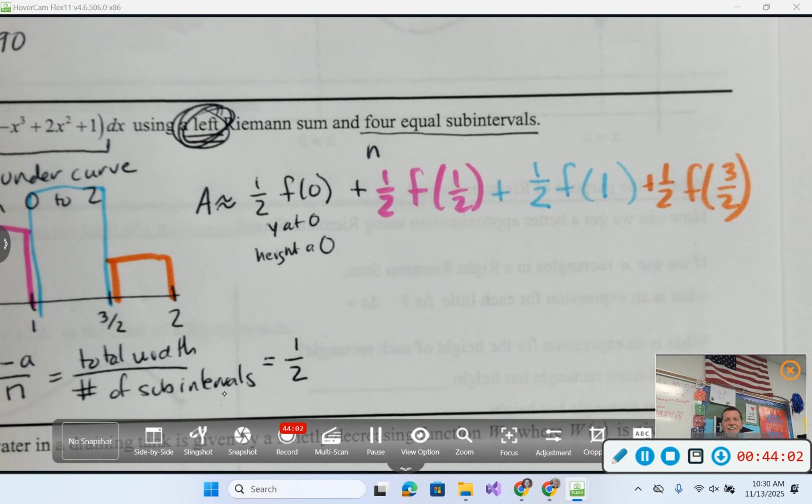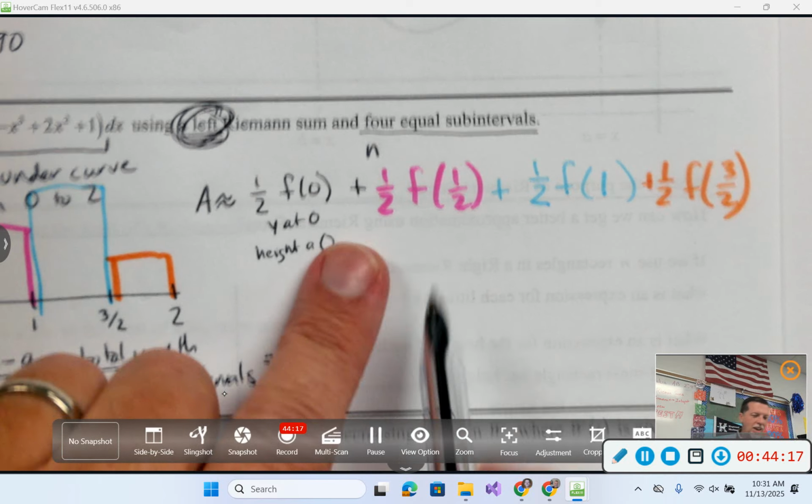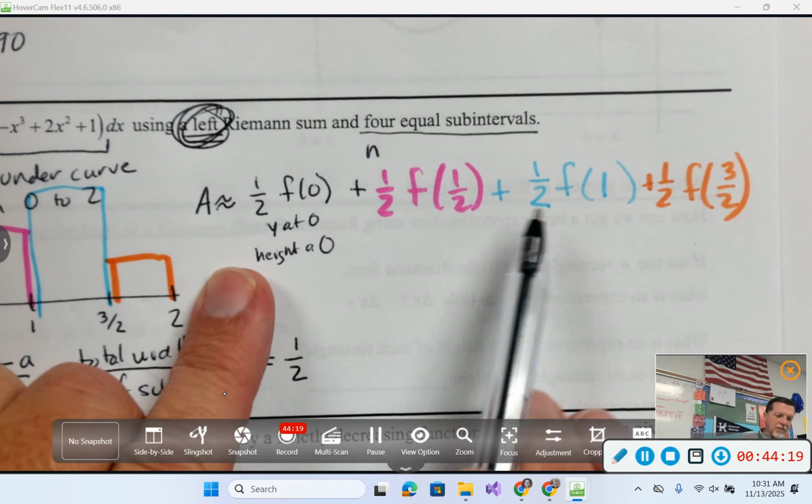For questions like this where it says equal subintervals, could we say the area is f of 0 plus f of 1/2 plus f of 1 plus f of 3/2, over 2? Yep. So if you have equal subareas, what he's saying is, all of my bases are 1/2.